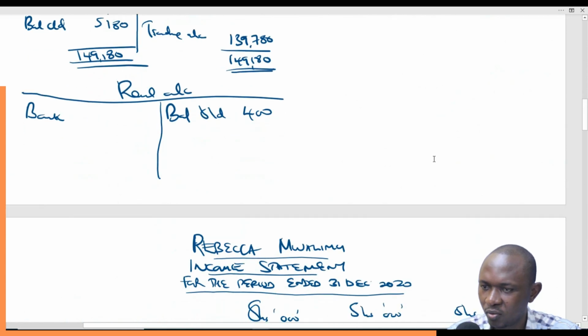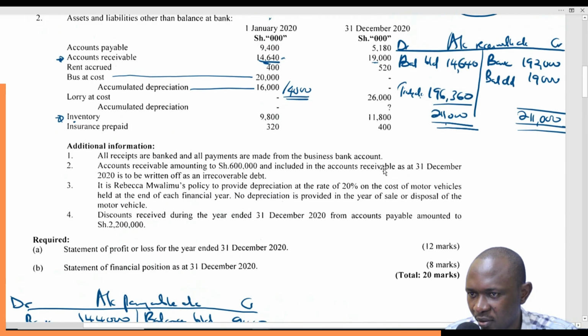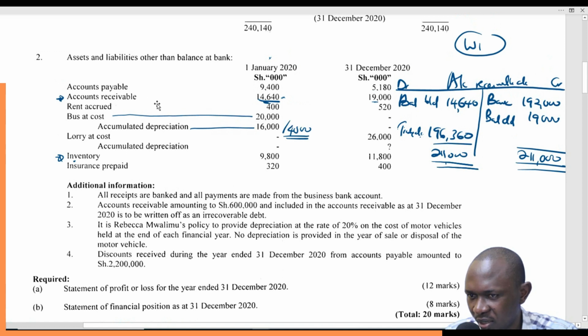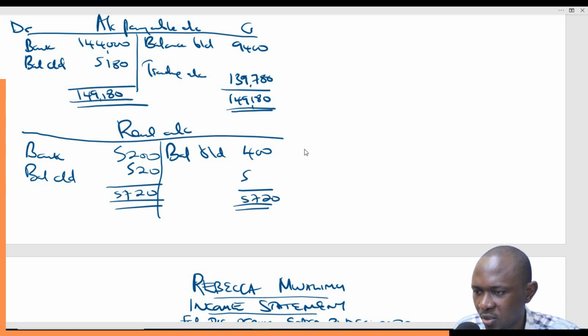So 5,200, and then we'll have the balance carried down, which was the accrued as of this year. This is 520. So this makes it 5,720. 5,720 will become our balancing figure. So the difference is 5,320, and this will go to the P&L account.